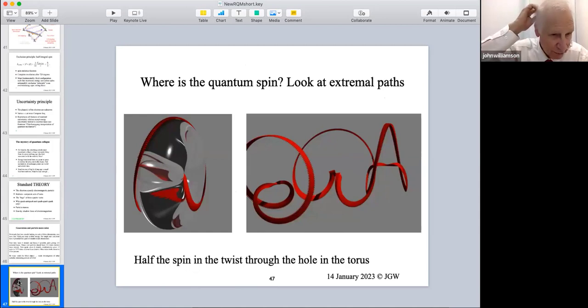If you want to look for where the quantum spin is, then the best place to look is an extremal path because you're doing an integral. It's where the integral reaches an edge. Most of the spin, half of the spin integral, is in the twist through the hole in the torus when you make the torus very big. So this is an extremal path with a glass torus going through, and then without the glass torus, just showing how the thing looks as you twist it. And you see that really it's not twisting, and then bling, it twists through the torus. And that's the half-integral h bar pretty much there in the eye of the torus at extremal paths.